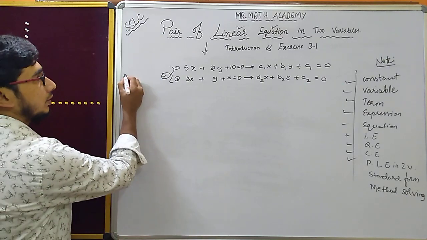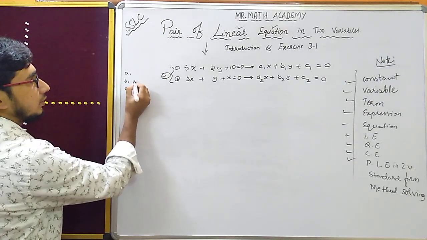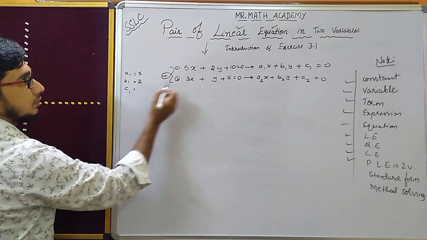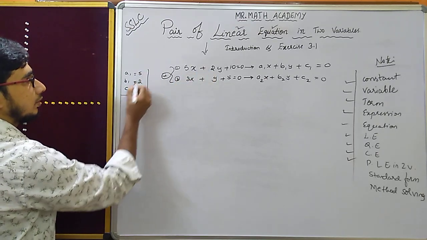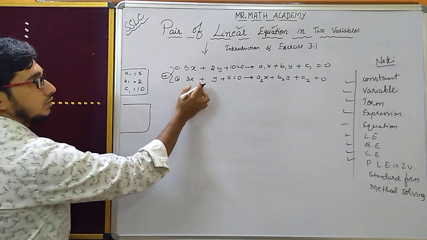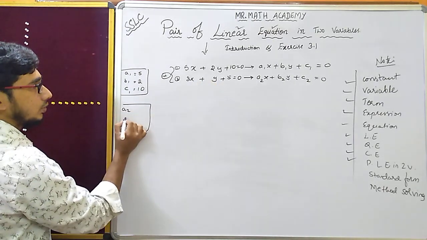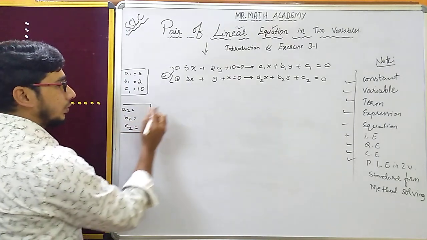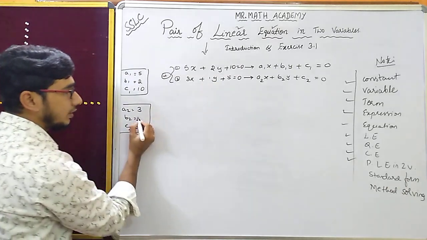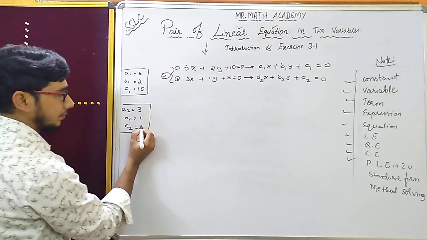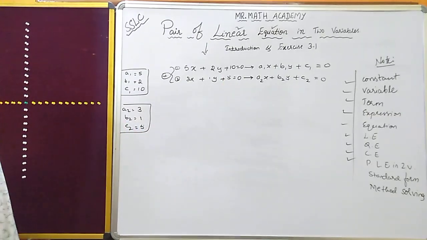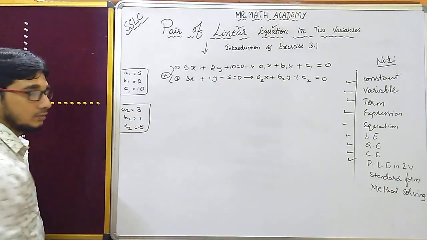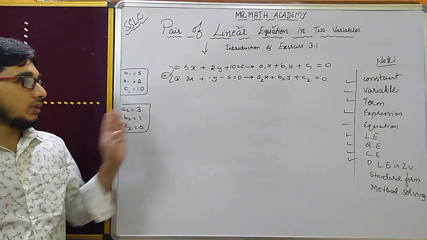You have to remember here: a1, b1, c1. a1 means 5, b1 means 2, c1 means 10. Next, in the second equation: a2, b2, c2. a2 is 3. Here, where nothing is written, 1 will be there, so take it as 1. c2 is 5. If a negative number is there, you can write the negative also. If it is minus, I'll write it as minus here also. So you understood the values.